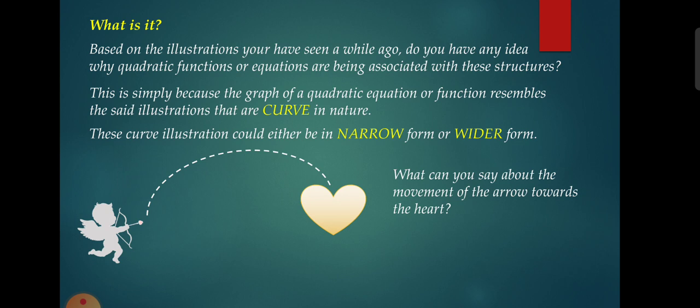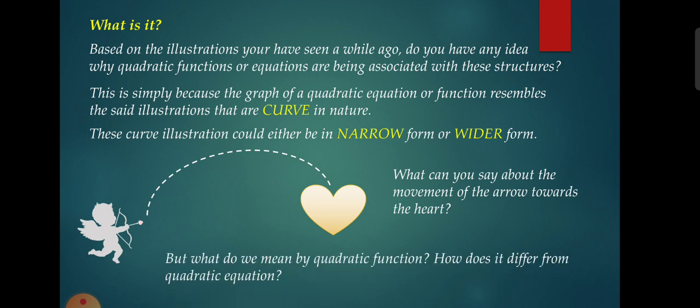A while ago, there are two pictures, no? The bridge and the roller coaster, they form a curved line. So the direction of the arrow, once it is released, will form a curved direction, okay. The release of the arrow from the bow is in an inclined position. So once the arrow is released, it forms a shape like a rainbow before it lands on its target object. And that resembles the graph of a quadratic equation or function.